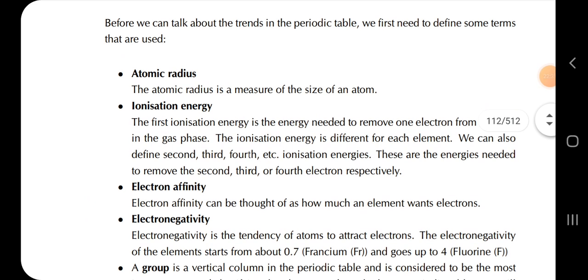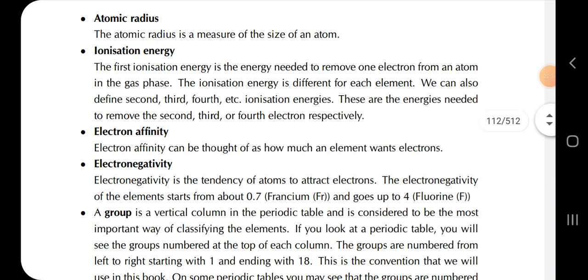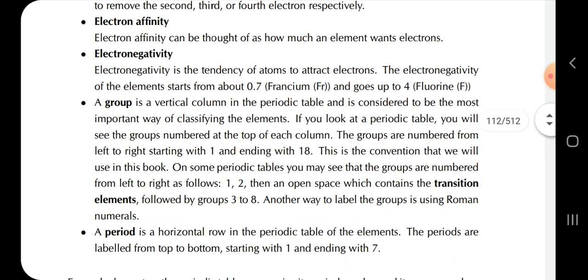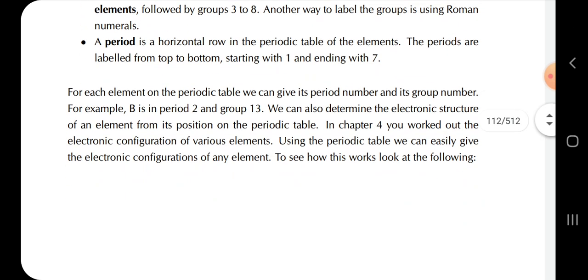Yes, so you need to know atomic radius, ionization energy, electron affinity, electronegativity. A group is a vertical column in the periodic table, and is considered to be the most important way of classifying the elements. And then a period is a horizontal row in the periodic table of the elements. The periods are labeled from top to bottom, starting with 1 and ending with 7. So those are very important things that you need to know with the periodic table.